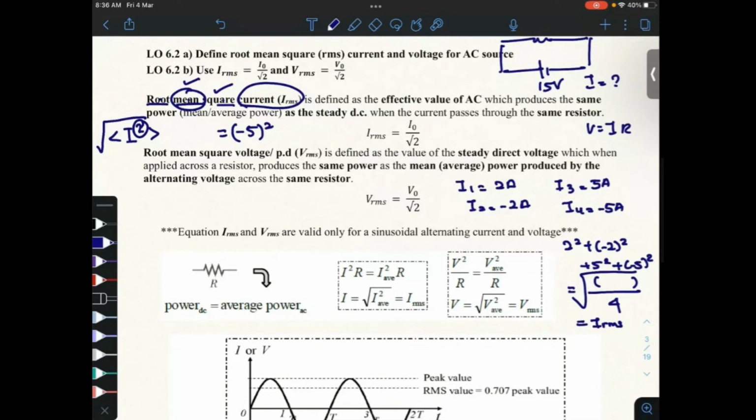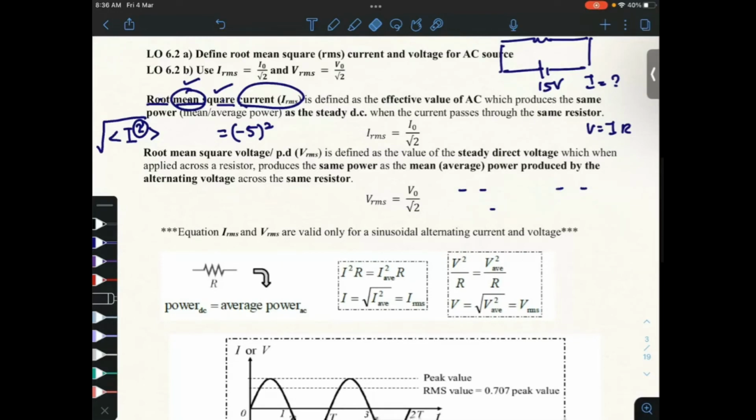So IRMS ini adalah nilai yang kita akan associate dengan AC current. Dan juga VRMS pun adalah nilai voltage yang kita akan associate untuk AC current. However, you don't have to go and find the value of IRMS and VRMS menggunakan kaedah tadi itulah, sebab dia tak akan bagi nilai I untuk setiap saat tu. Okay, kita ada equation lain yang kita akan guna yang kita dah derive sebenarnya.